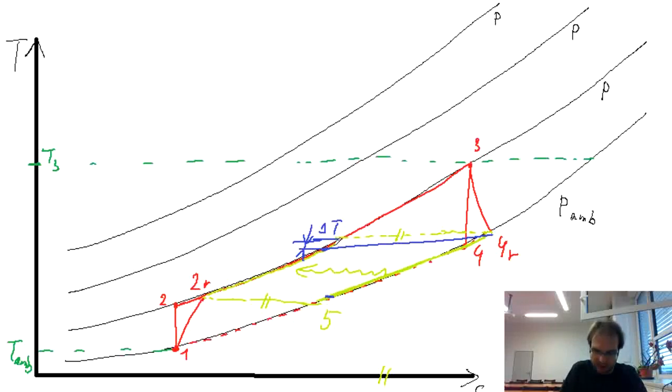So because of the temperature difference, we would not heat up the high pressure air or high pressure gas all the way to the temperature of T4R, but a little bit less. Similarly, we would need to finish the heat transfer at temperatures a little bit higher than is the temperature 2R.